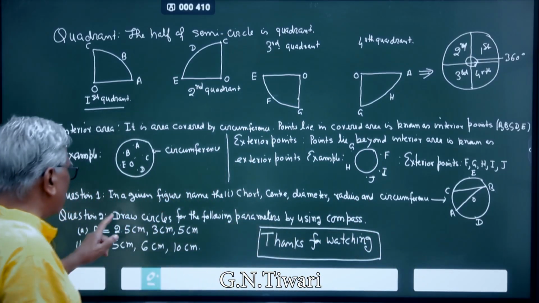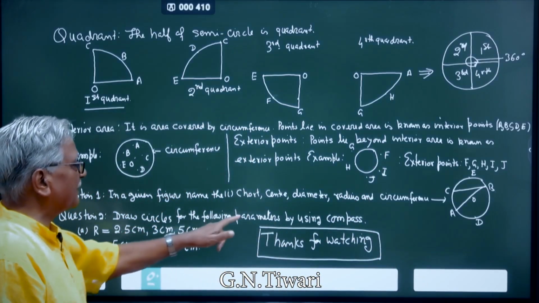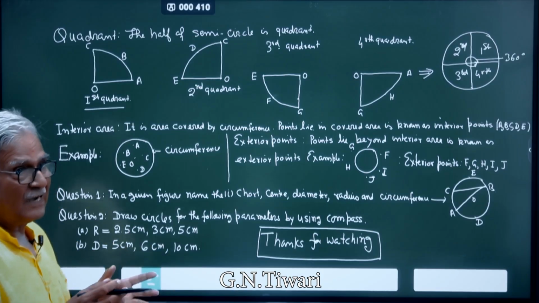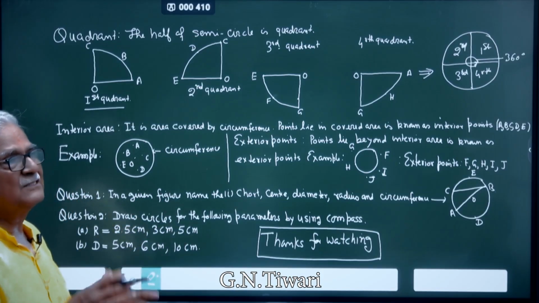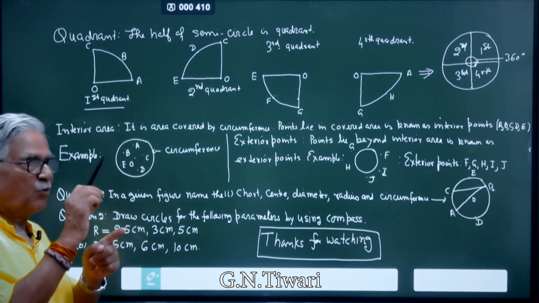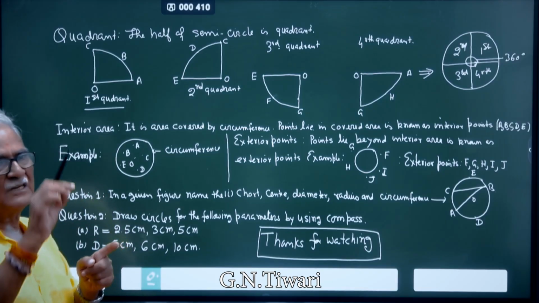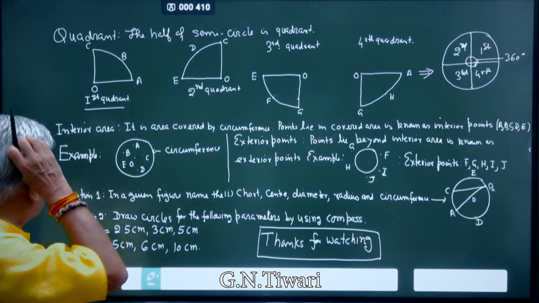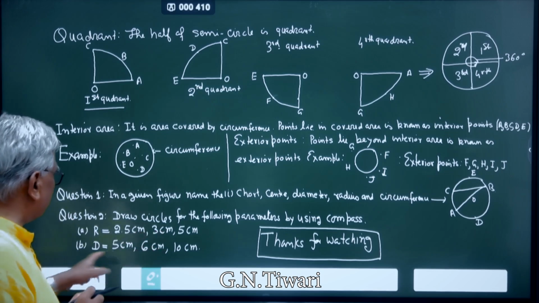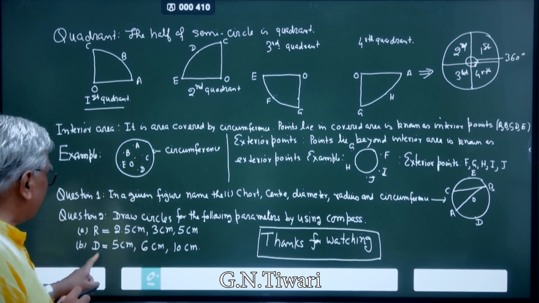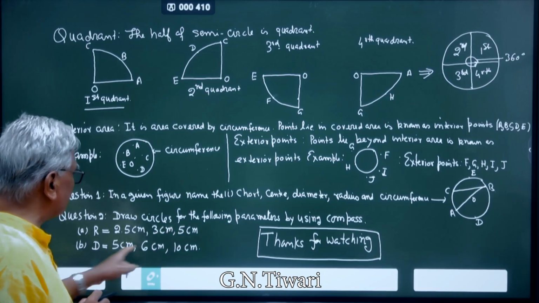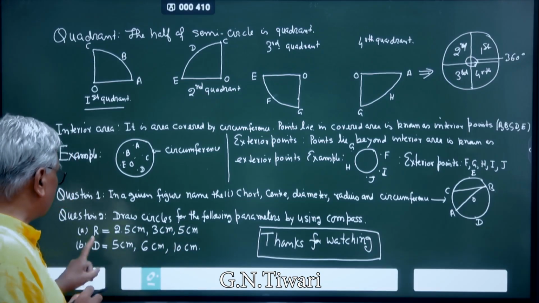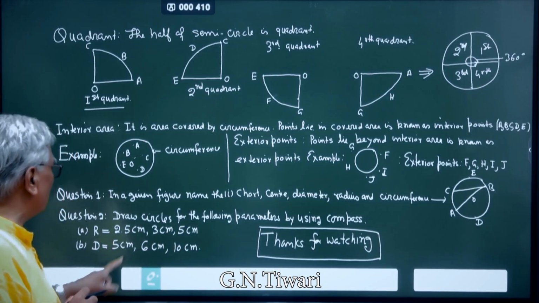Now question: to draw a circle for the following parameter by using the compass. I think teacher should show you what is the compass. It has a pointed needle and one is provision of having the pencil tied. So your radius is given, or diameter is given. Just you see, diameter is double of the radius. So if you are going to solve this problem, this is automatically solved, but you have to say that D is equal to 5 by 2 is equal to 2.5.